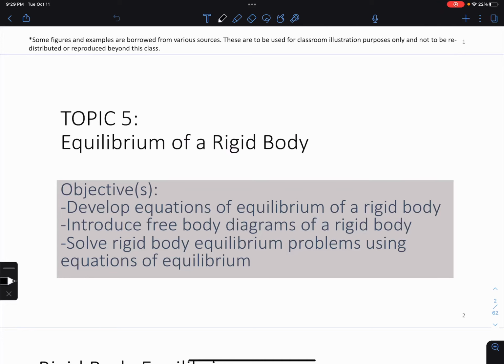In this video, we're going to cover topic 5 of statics, and that is equilibrium of a rigid body. We're going to learn how to develop equilibrium equations for a rigid body, so we're going to extend what we did for particle equilibrium now to a rigid body.